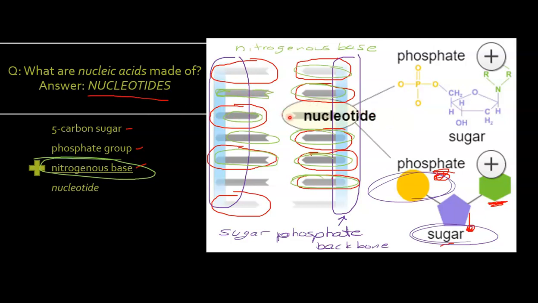And you can see it's circled right here. This whole thing right here is a nucleotide. And each nucleotide is made out of a 5-carbon sugar, a phosphate group, and a nitrogenous base.